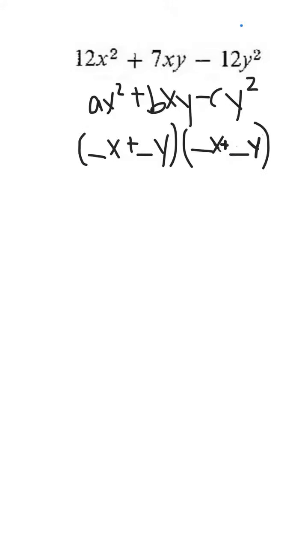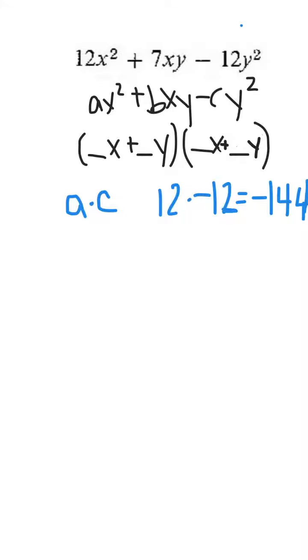So we're looking for two numbers that multiply to a times c, which is 12 times negative 12, so negative 144, and also add up to the coefficient b, which is 7. So in this case, we have a negative product and a positive sum. So we're looking for one positive and one negative number.